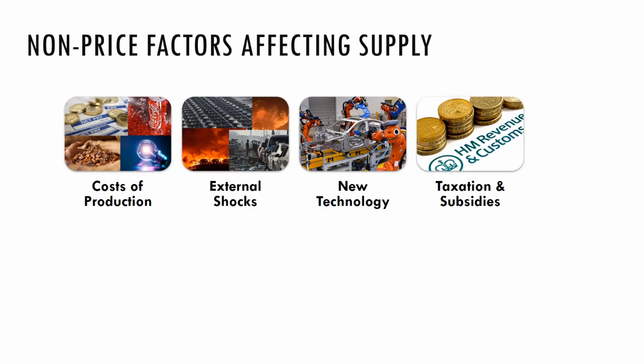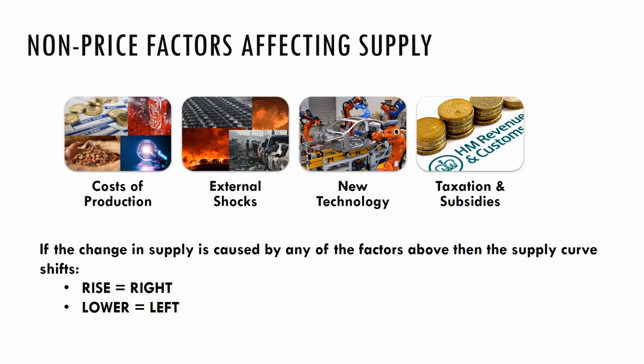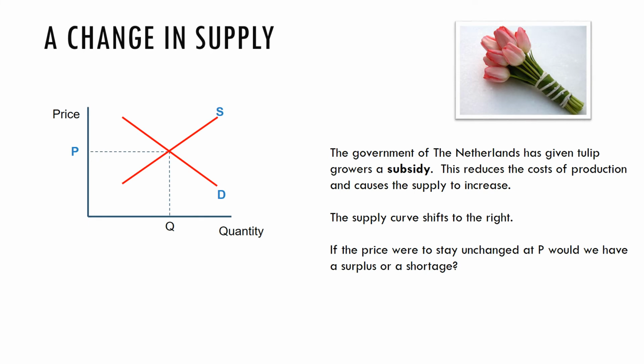So we talked about demand. In the past, we've also talked about factors that will shift the supply curve. So let's have a look at how changes in the supply curve might affect market price. Let's imagine the government of the Netherlands has given tulip growers a subsidy, and this would shift the supply curve to the right. At a price of P, we would have excess supply, because under the new supply conditions, people would want to supply this much. But the level of demand would only be Q.